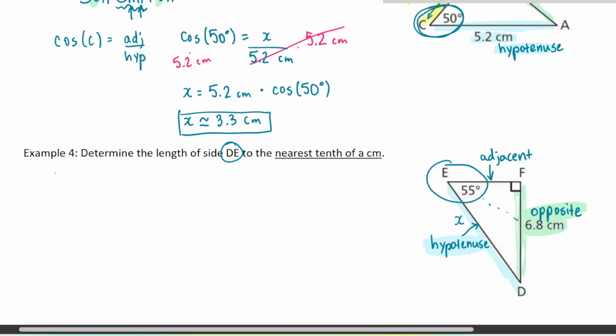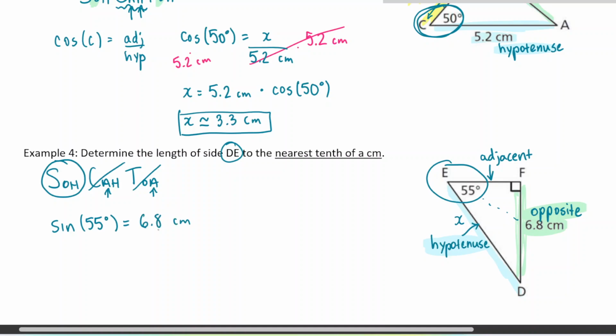Okay, so if I write out SOHCAHTOA, I can figure out which ratio I want to use. I don't want to use these two because both of these have the adjacent side, which I don't need in this question. I want to use this ratio here because it's got the opposite and the hypotenuse that I need. So I'm going to use the sine ratio. Sine of the angle, 55 degrees, equals the opposite side, so 6.8 centimeters, divided by the hypotenuse, which I don't have the length of. I'm trying to find that.